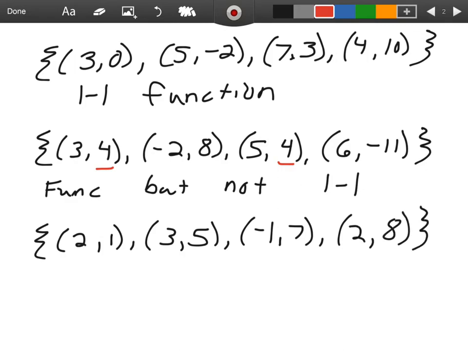We need to be careful and always check that it's a function first. You see right here, I have a repeated x value corresponding to two different y values. So that would make it not a function. So then by extension, it's not one-to-one because it needs to first be a function. So not a function.